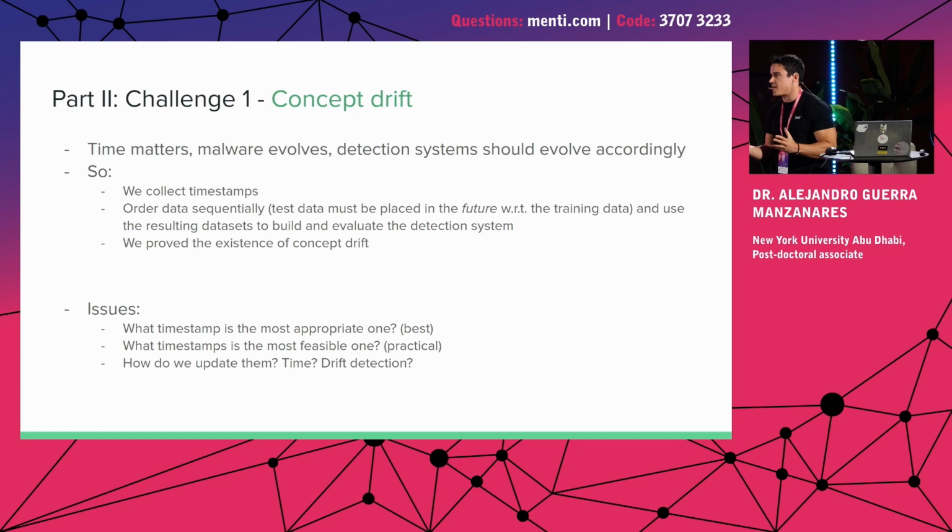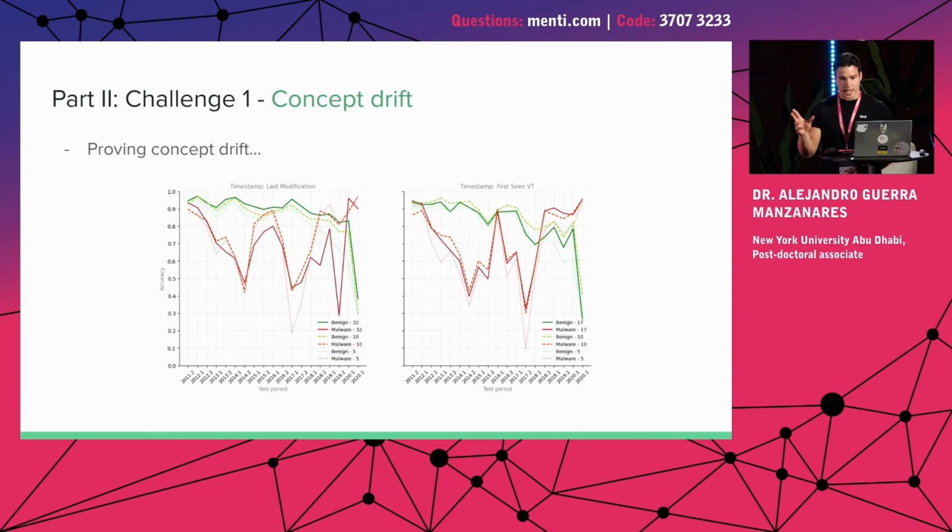Another option is to go inside the application and get the last modification timestamp, and assume that's the date of the application. So there are many timestamps that we could use. We actually used these two that I mentioned. They were not randomly selected, and we proved concept drift in both cases.